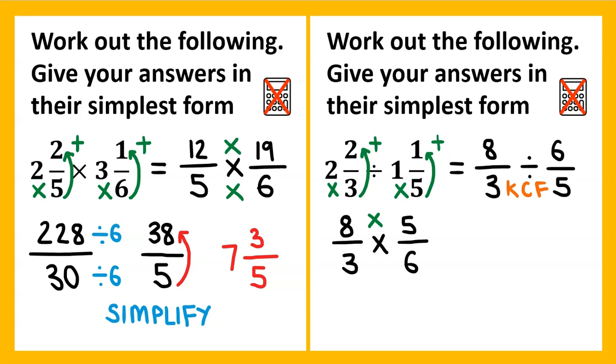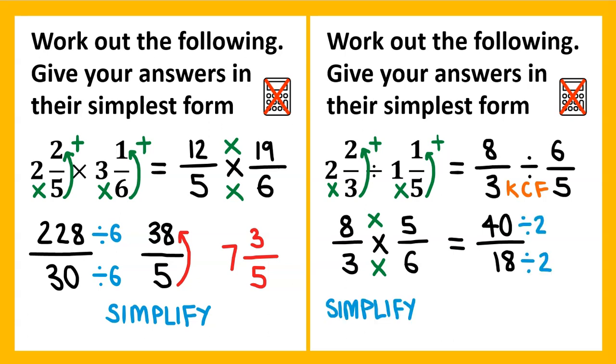Now we can multiply the numerators to give us 40 and multiply the denominators to give us 18. We can simplify this. Both are divisible by a highest common factor of 2, which is 20 over 9. And again, this can be expressed in its simplest form by writing it as a mixed number. 9's will go into 20 twice and leave you with a remainder of 2. So the answer is 2 and 2 over 9.